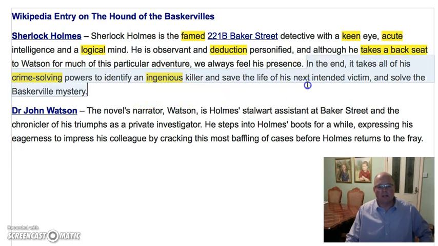Another thing that this writer is doing is loading up the sentence with extra information, and that's where you get the introduction of commas each time extra information's added in. That makes for a much more interesting read, actually. Let's have a look. In the end, it takes all of his crime-solving powers to identify an ingenious killer and save the life of his intended victim and solve the Baskerville mystery.